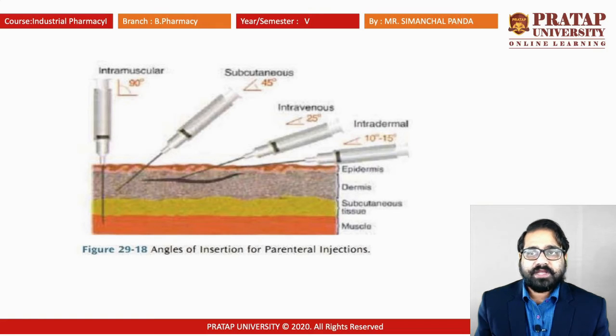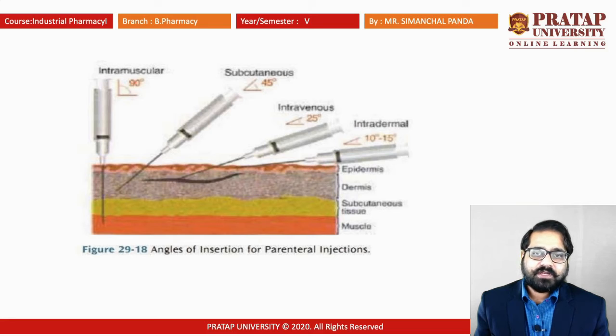These are the different routes of administration, and this diagram shows how to go for the injection at different angles. If it is intramuscular, which requires deep administration of the drug, then we go for a perpendicular injection into the muscles. And if it is subcutaneous, we make the angle of injection up to 45 degrees, so that the drug can be administered at the dermis area.